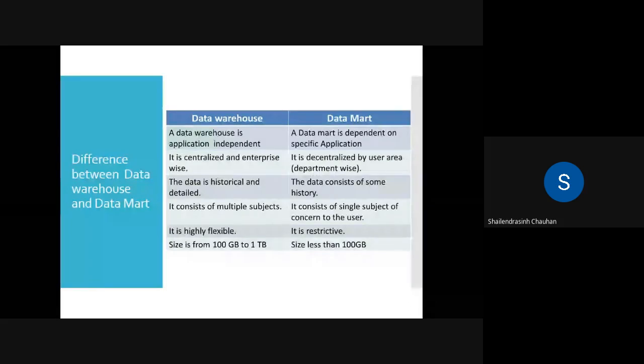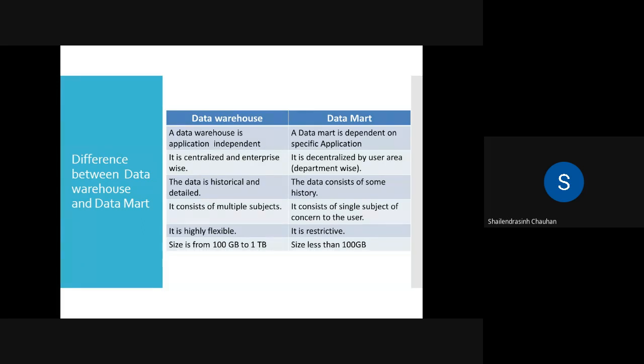Now the differences between these two. A data warehouse is application independent. You are not going to consider any application where you will use that data. Whereas a data mart is dependent on a specific application. Let us say you are operating the data with respect to sales, or with respect to customers. It is going to focus on a particular application, so the data mart will only be used for that specific application, whereas a data warehouse is application independent.